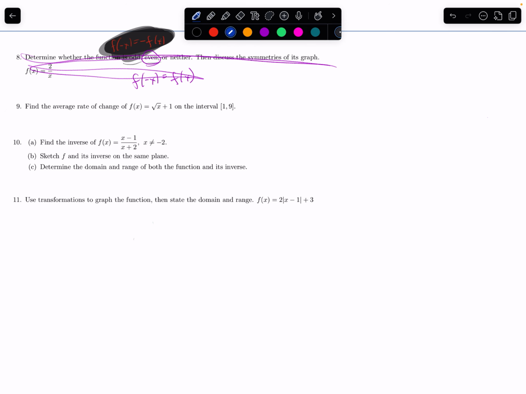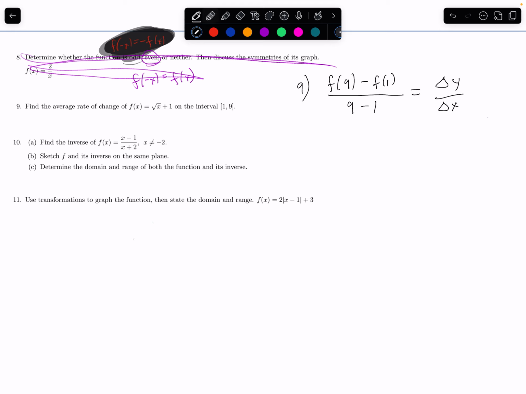Okay, number 9. Find the average rate of change. Okay, average rate of change, really it's very similar to the slope. It's f of the end result minus f of the starting result divided by the change in the x's. This is really just how much did your y values change over how much did your x values change, which is the slope, right?